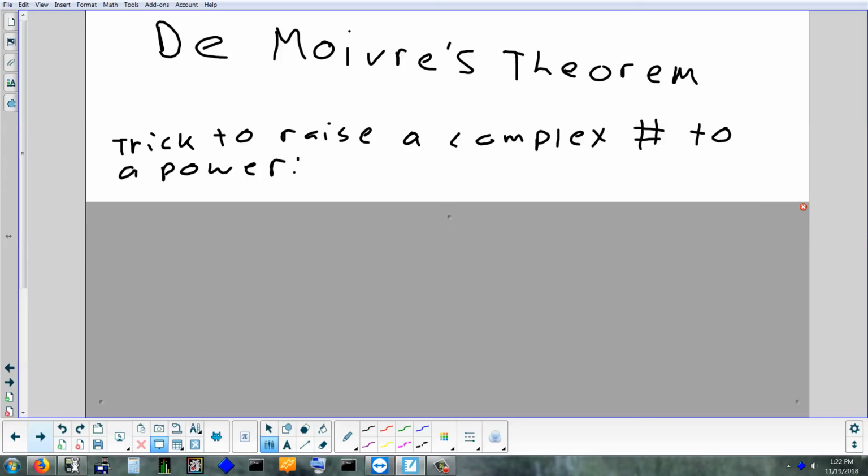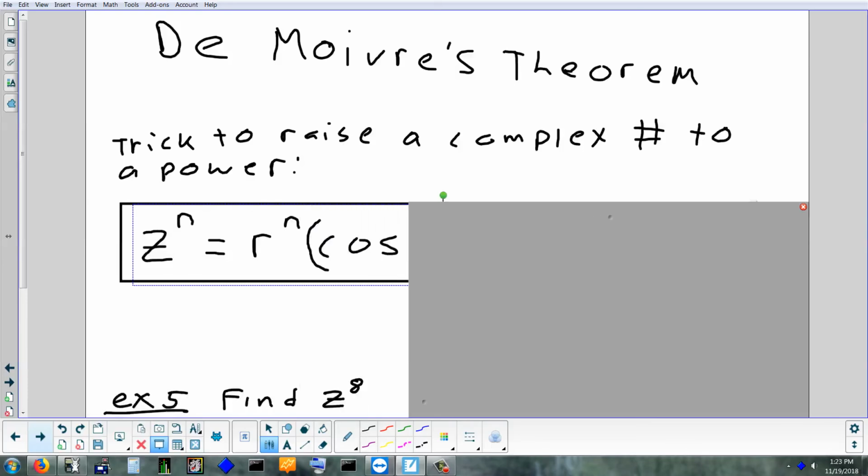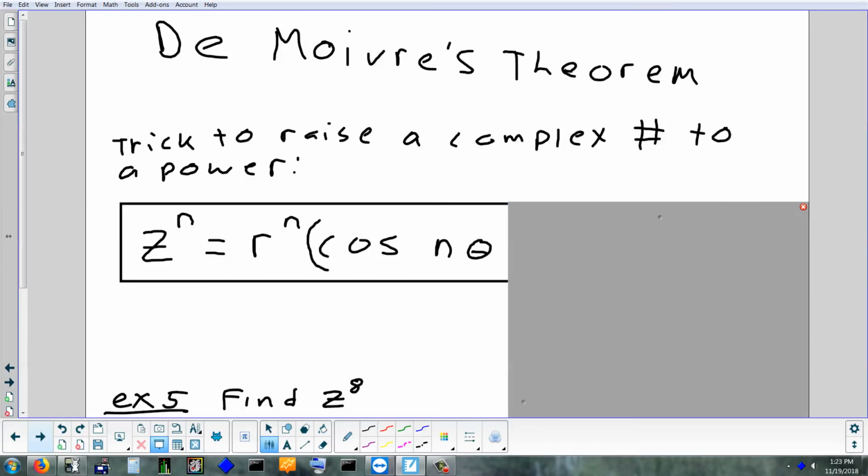So here's the trick, or De Moivre's theorem. It's the formula you can use to raise a complex number to a power. The first thing you do is you take the radius and raise it to the power. So whatever the radius is, raise it to the power. And the second thing you have to do is find your new angle. To find your new angle, all you have to do is multiply the power times the original angle. That's it. Raise the radius to the power, angle times the power.